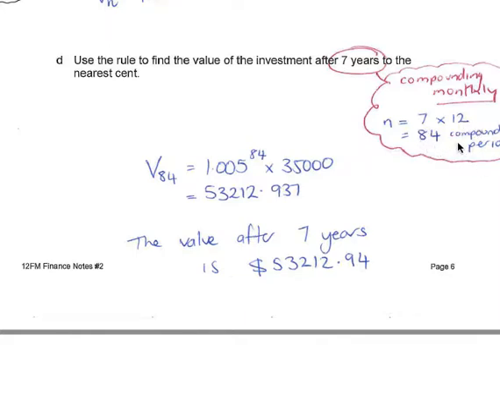All that means is how many times you are actually applying that percentage to the value that you have. So in this case, after 84 compounding periods, we use the R value to the power of 84 times 35,000, and you'll get this value here, 53,212.93. So that's the value after 7 years.